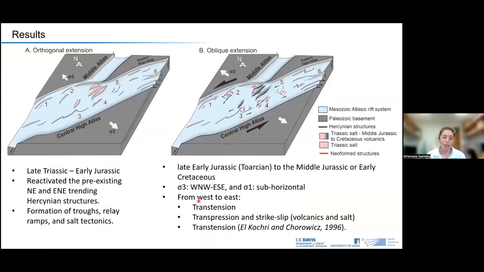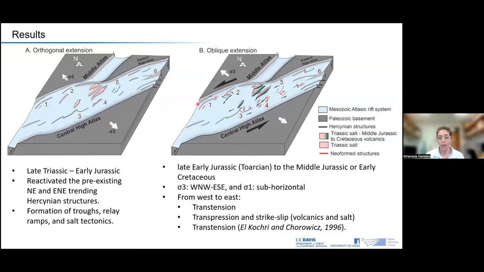So the results show that we have two extensional phases, one orthogonal and one oblique. The orthogonal was in the late Triassic until the early Jurassic. We saw that the structures were reactivated, and these formed troughs, relay ramps, maybe breached relay ramps, and maybe we have a little bit of salt tectonics. And also we have the oblique extension that started at the earliest in the late early Jurassic until the late middle Jurassic or the early Cretaceous.